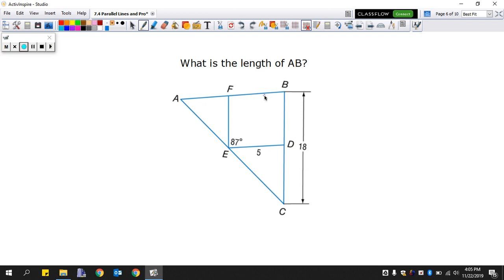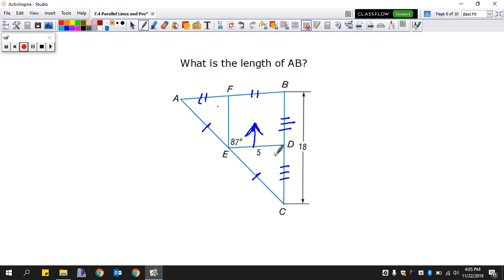Here, also the same thing. Remember, this AF and BF are congruent, and AE and CE are congruent. Along with that, BD and CD are congruent as well. So AB is this side right here, and the midsegment that's parallel to that is ED.